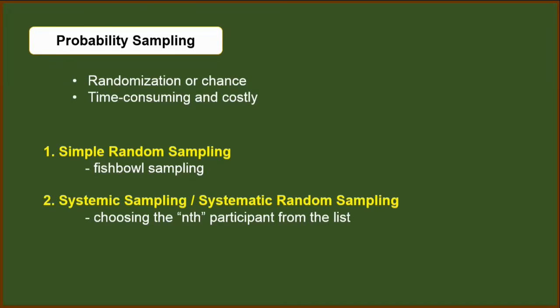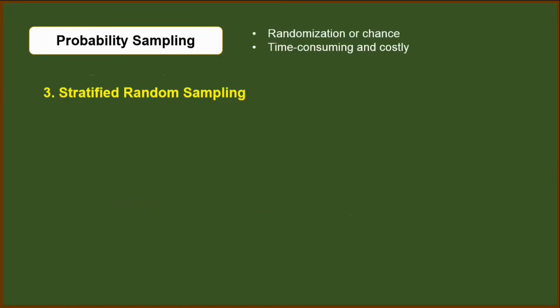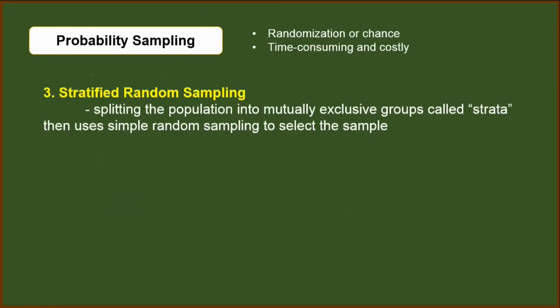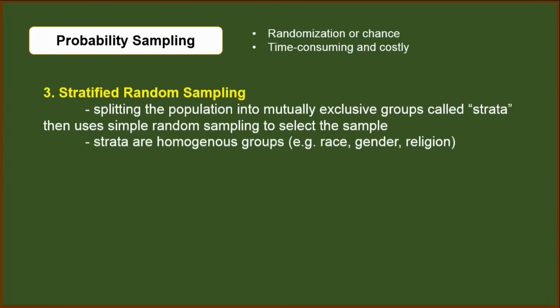You will just choose them as your sample. Third one is stratified random sampling. Stratified random sampling involves splitting the population into strata. It is important to note that strata are mutually exclusive groups. It means that one person should belong to one stratum only.